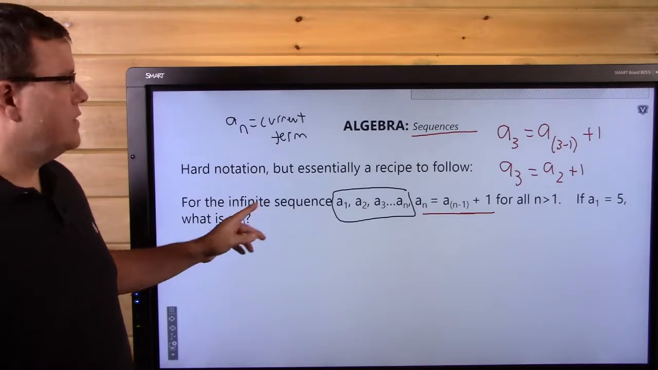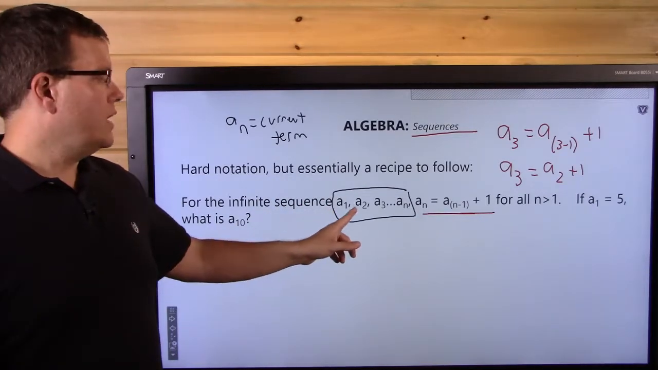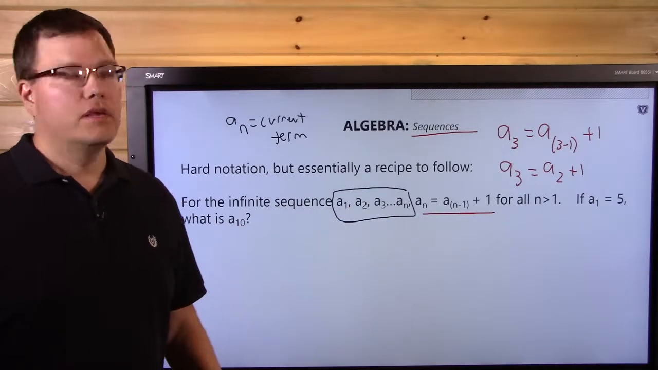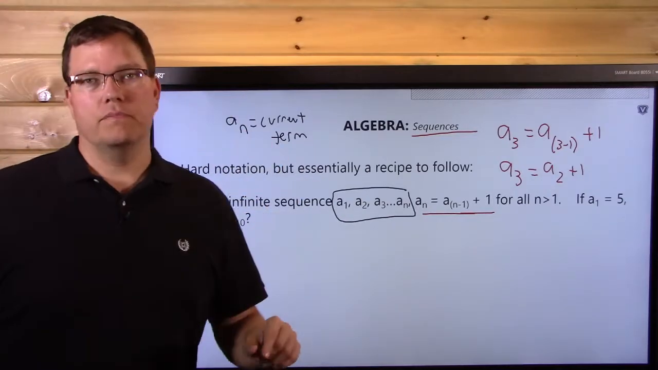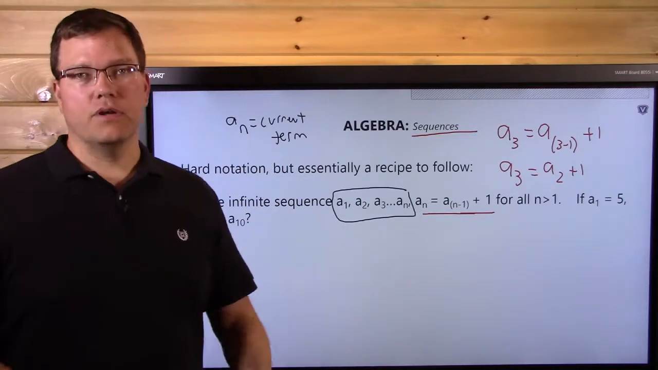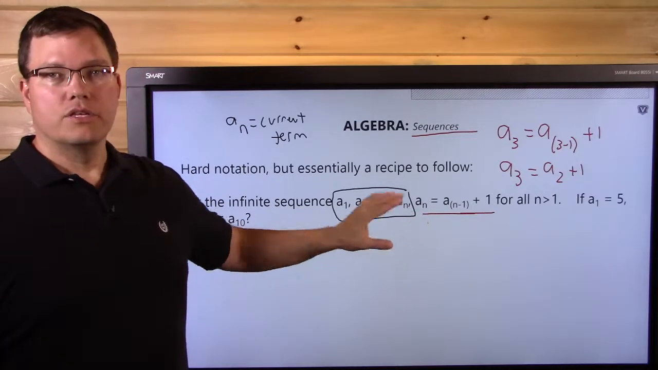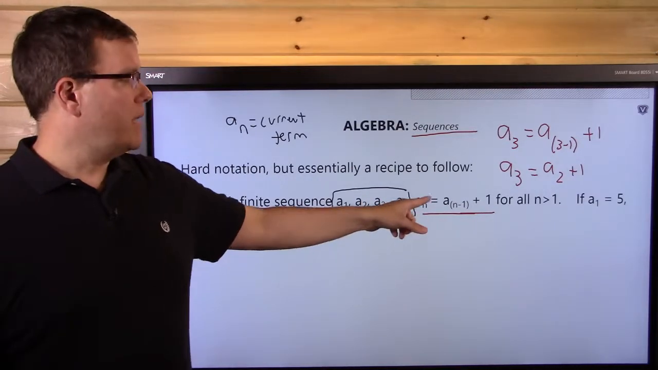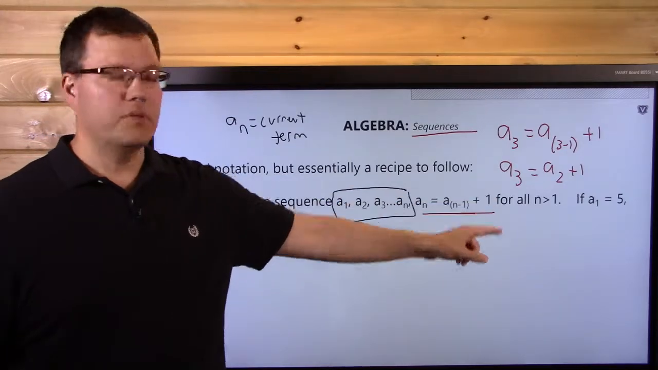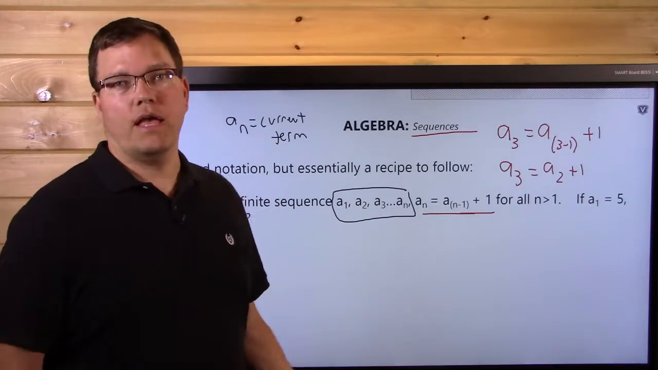It says for the infinite sequence, a1, a2, a3, an. So a sub n means the current term. So the infinite sequence leading up to the current term is a sub n, right? So for this problem, it says a sub n equals a sub n minus 1 and then plus 1. So what does that mean for us?